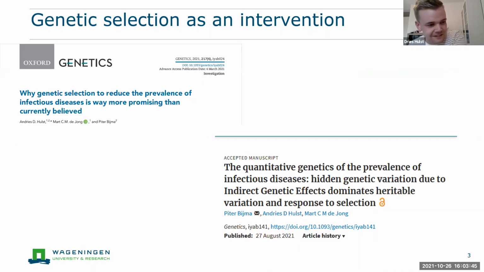But of course, this is a genetics discussion group, and I'm working partly in animal breeding, so I'm mainly interested in animal breeding. This year, together with Peter Bijma and Mart de Jong, we published 2 papers on genetic selection as an intervention against infectious diseases. In those papers we showed that genetic selection is way more promising to reduce the prevalence of infectious diseases than was always believed.